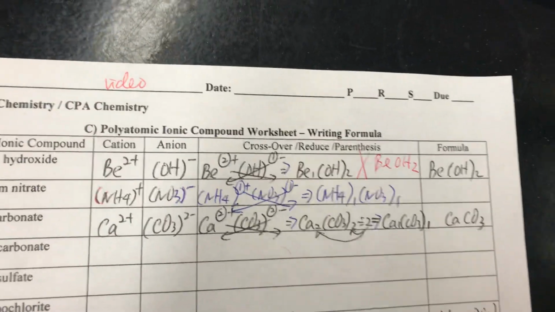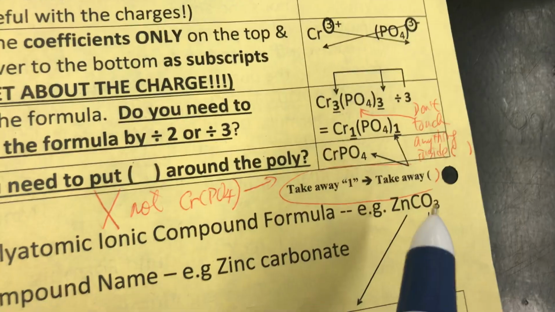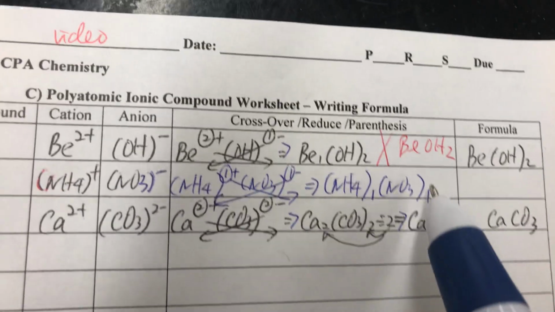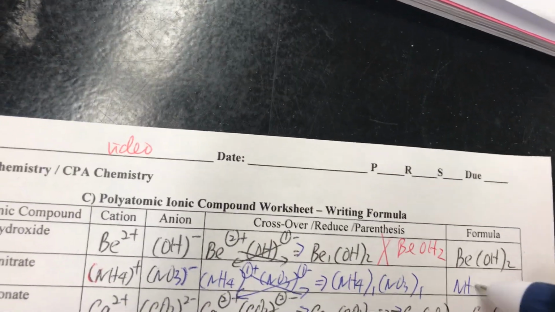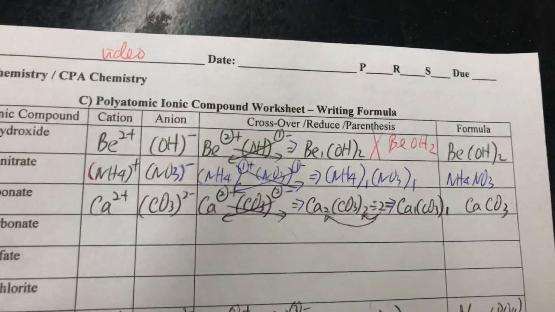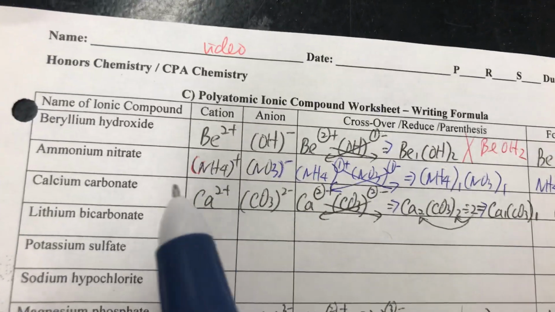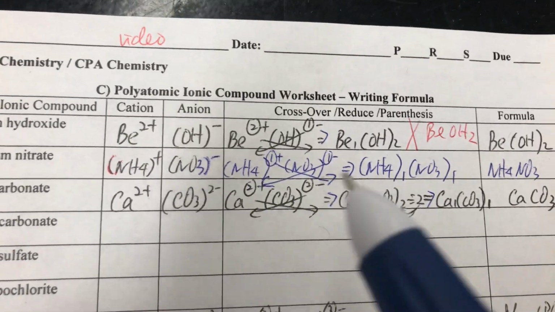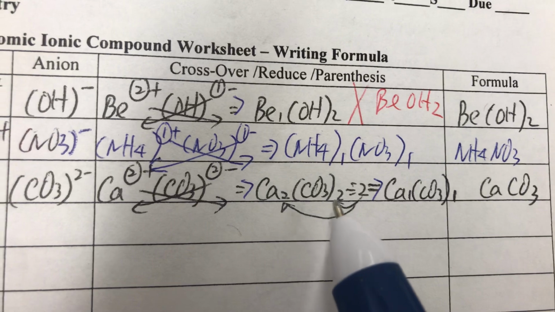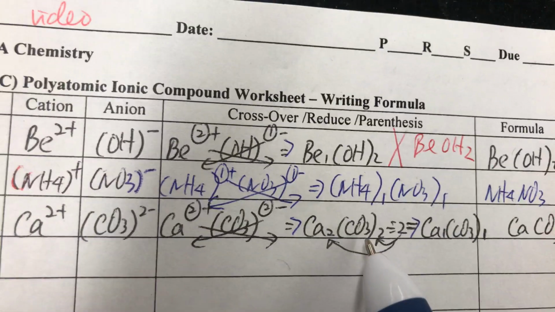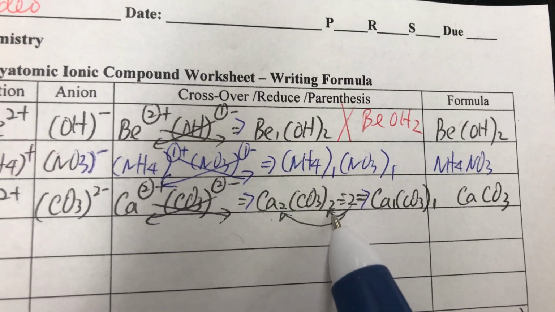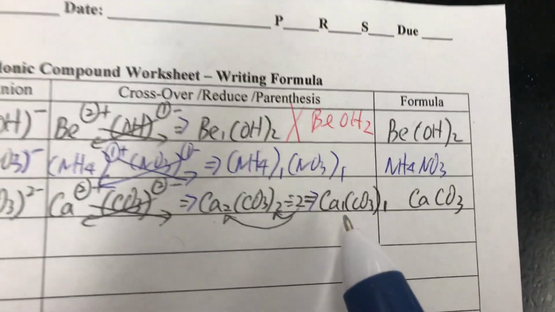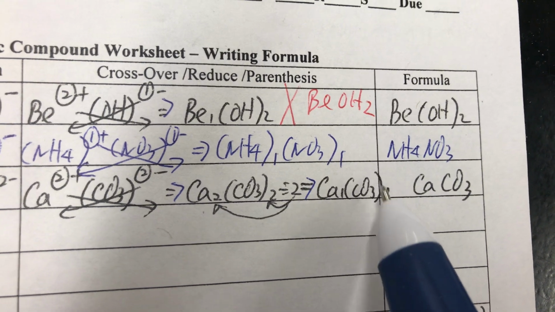Okay, now remember you need to take away the 1. And again, my slogan is take away the 1, take away the parentheses. So you take away the 1 and you take away the parentheses. Then the final answer would be no parentheses, just NH4NO3. Okay, now see the example here, calcium carbonate. Okay, so here Ca2(CO3)2. Again, I cannot touch the CO3. I cannot touch anything in the parentheses. But the 2 and the 2 here, we can simplify. We divide by 2 to get Ca1(CO3)1.